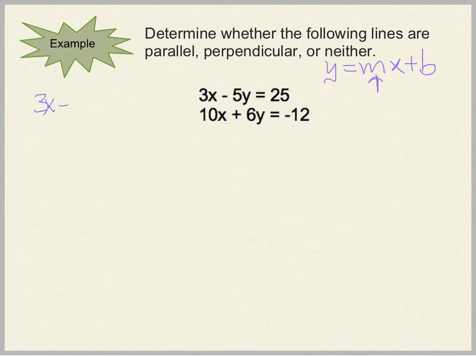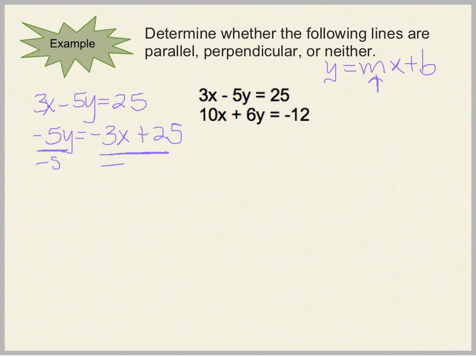3x minus 5y equals 25. I'm going to start by subtracting 3x from both sides. Then I'm going to divide by a negative 5 on both sides, leaving y equals negative 3x divided by a negative 5, which is a positive 3/5 x minus 5. And in this case, I'm mainly interested in my slope of 3/5. How does that relate then to my other line?